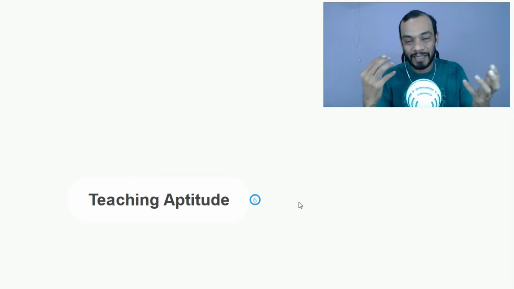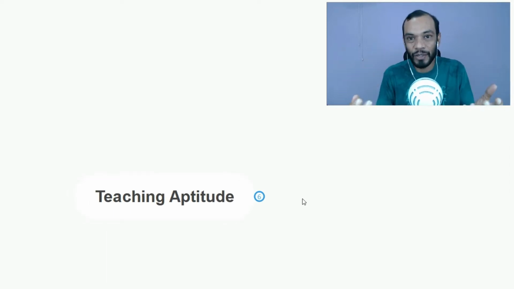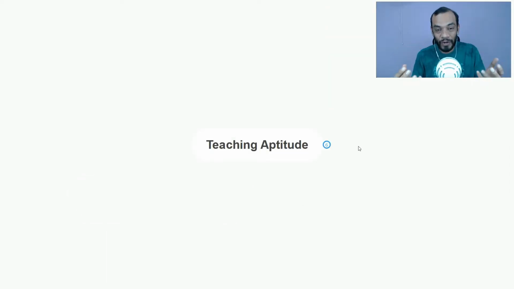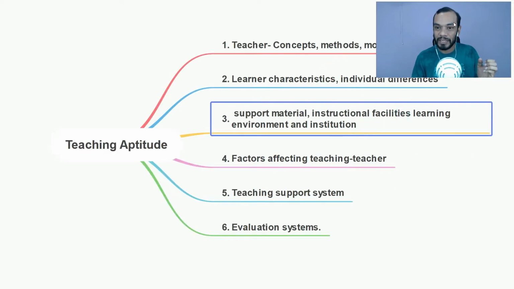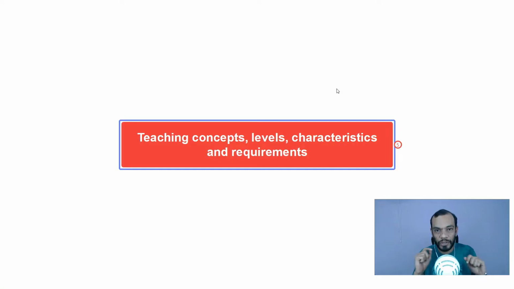Then there are some factors that will affect our teaching, like low internet connectivity, lack of knowledge, some things like that. And finally, there is an evaluation method. So every teaching has got these 6 components, without which teaching is incomplete. So now we go on to the first concept, which is you, that is teacher.